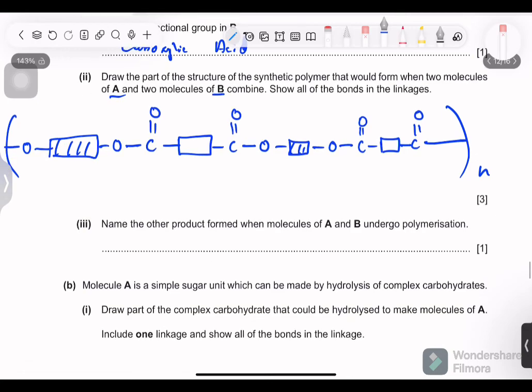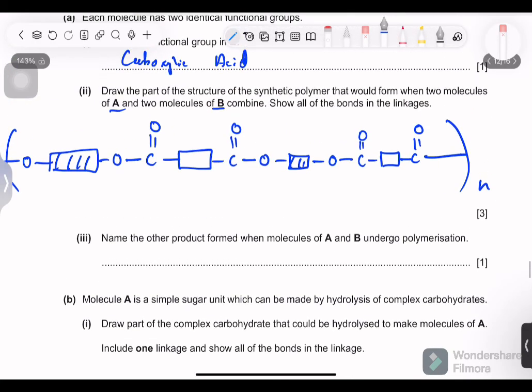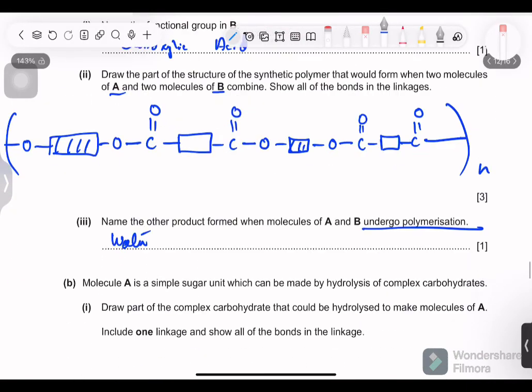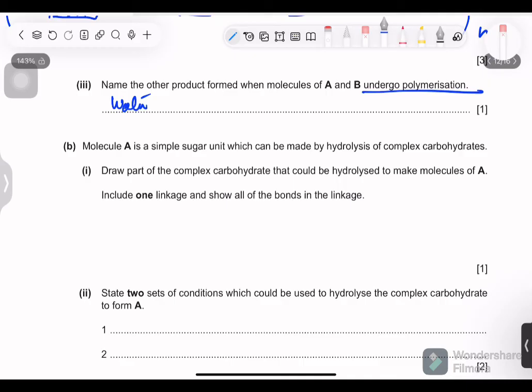Next, name the other product formed. Of course, water. We already decided. When polymerization takes place, water is formed. Molecule A is a simple sugar unit which can be made by hydrolysis of complex carbohydrates. Draw the part of the complex carbohydrate that could be hydrolyzed to make molecules of A. Include one linkage and show all of the bonds in the linkage. So this is not in your syllabus any longer. Carbohydrates are not in your syllabus, only proteins are.